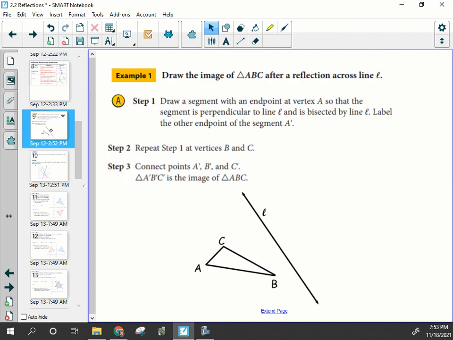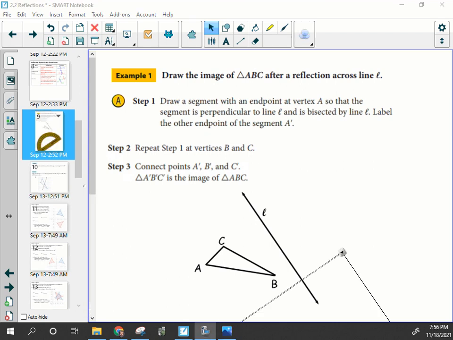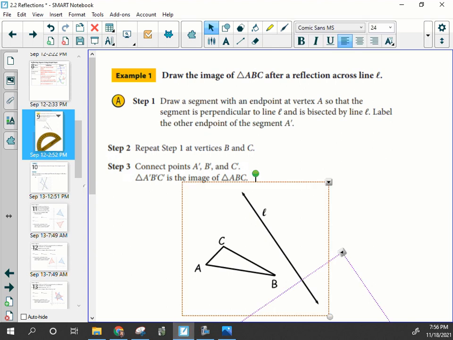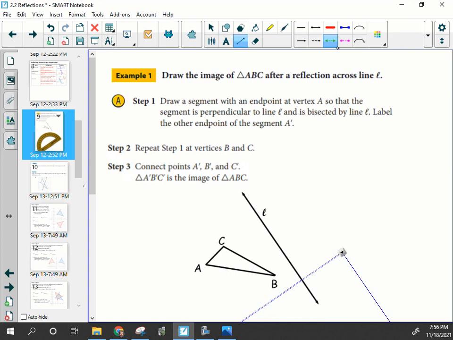So in example number 1, we want to draw the image of triangle ABC after reflection across line L. In order to draw the reflection, I'm going to draw a segment with an endpoint at vertex A so that the segment is perpendicular to line L and it's bisected by line L. Well, first thing I'm going to do is take line L here, and I'm going to trace it here to extend it out, okay?